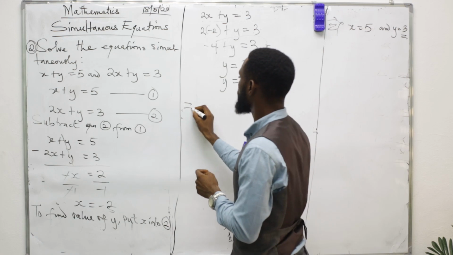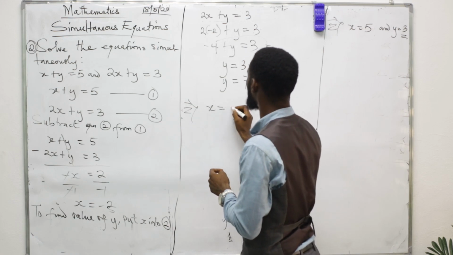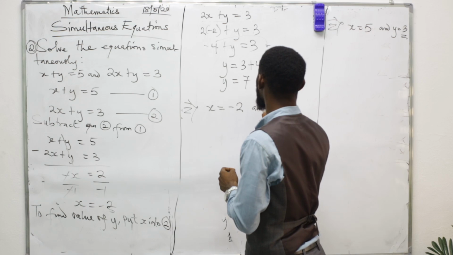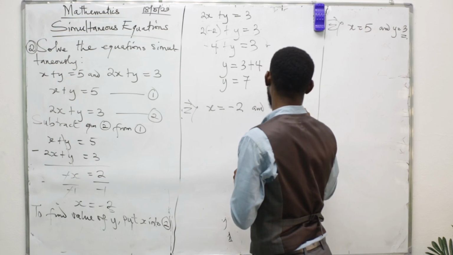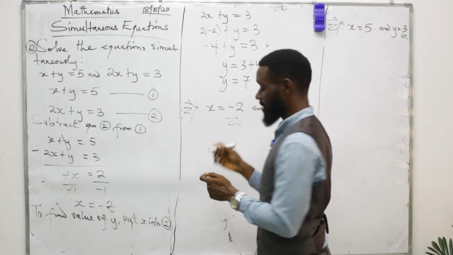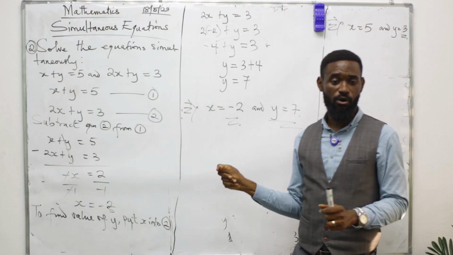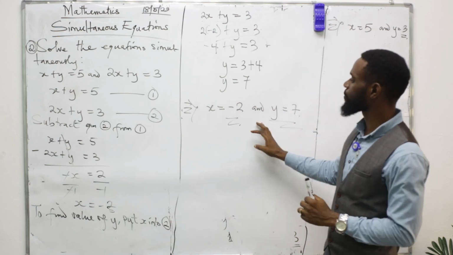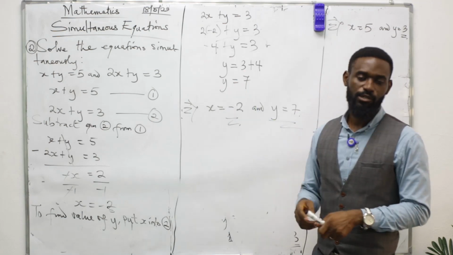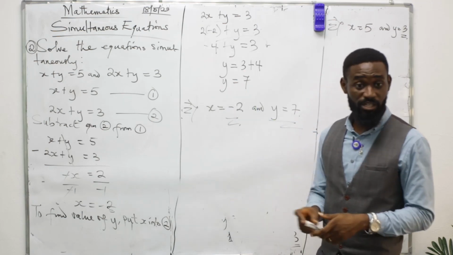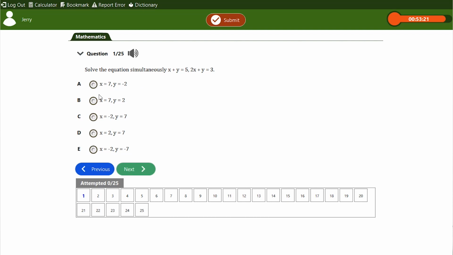So therefore, this implies that x is equal to minus 2 and y is equal to 7. These two values of x and y satisfy those equations that we have there. So if you have been following me, I think the option there is option C. x is equal to minus 2, y is equal to 7. So option C is the correct option there.